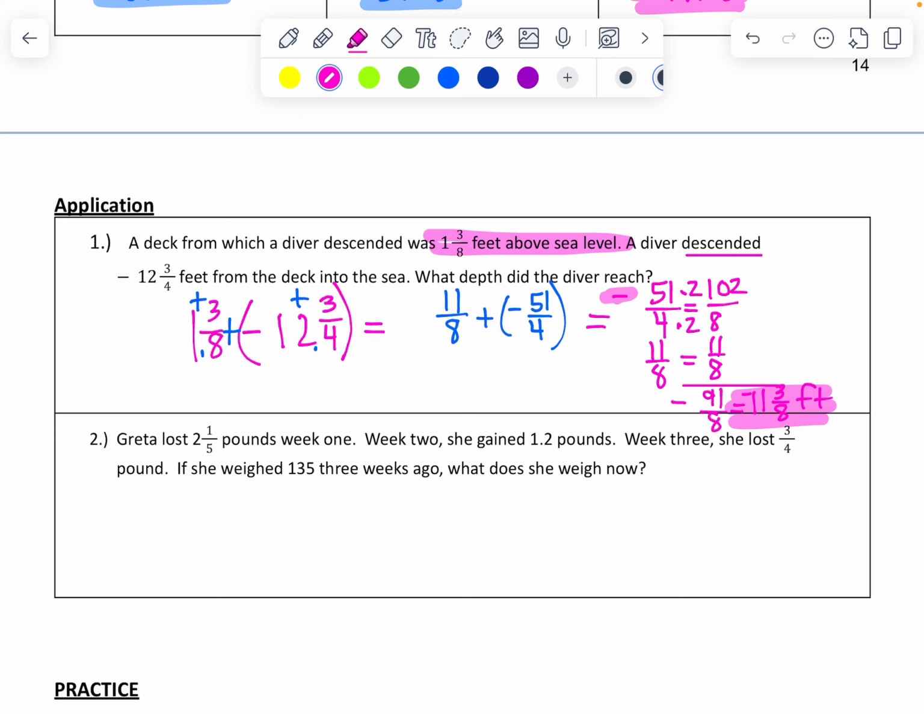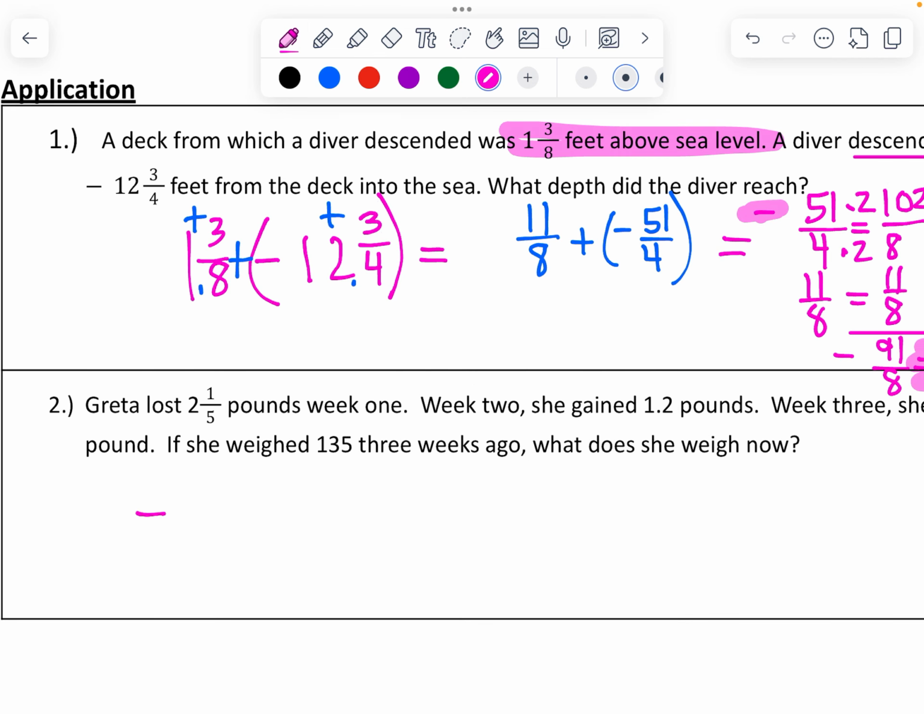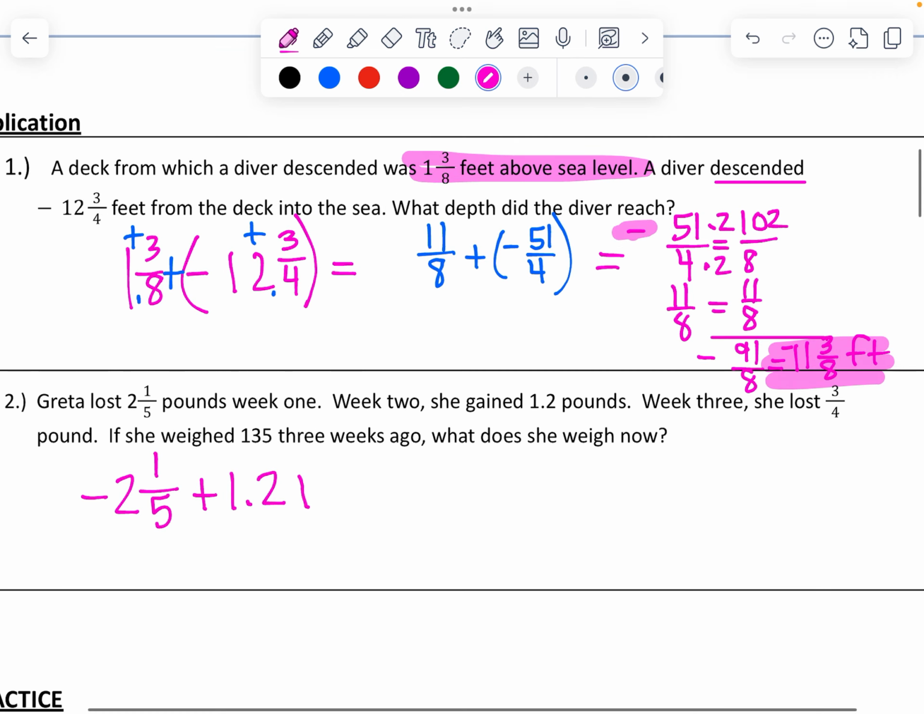Now we're doing like a little combination here. We've got Greta losing 2 1/5 pounds. She gains 1.2. She loses 3/4. So we have a combination, and they do give us a total weight. So what I want to do is I'm going to work through putting my negatives and positives in. So if you're losing 2 1/5, gaining 1.2, remember we're writing this as addition, and then losing 3/4, I'm going to put that as a negative 3/4. I am going to actually choose to make these all into decimals.